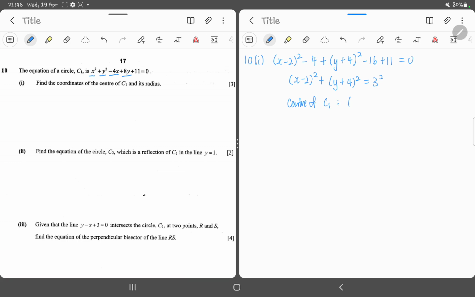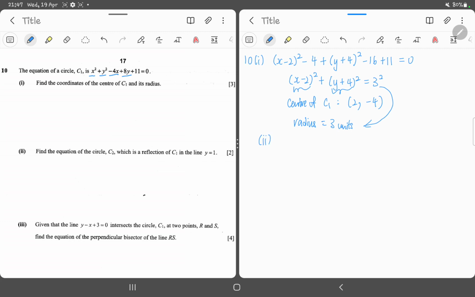Based on this equation, we can see that the center of the circle C1 is actually 2 and minus 4, because what makes this 0? x equals 2. And what makes this 0? y equals minus 4. Then the radius of the circle is equal to this base value, which is 3 units. So we are done with 10 part 1, which is relatively straightforward.